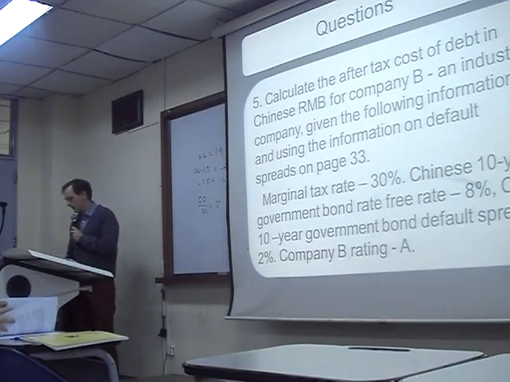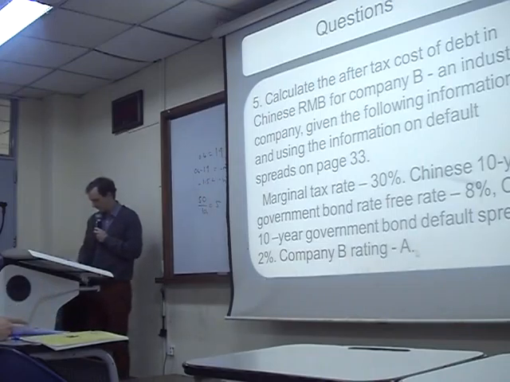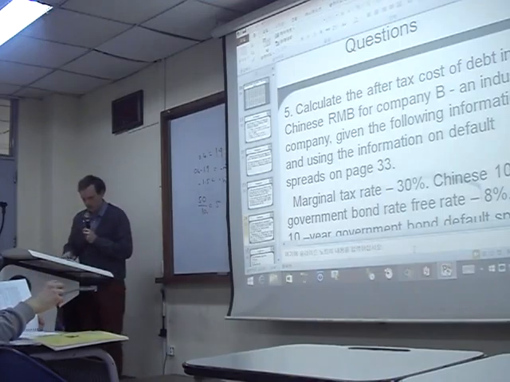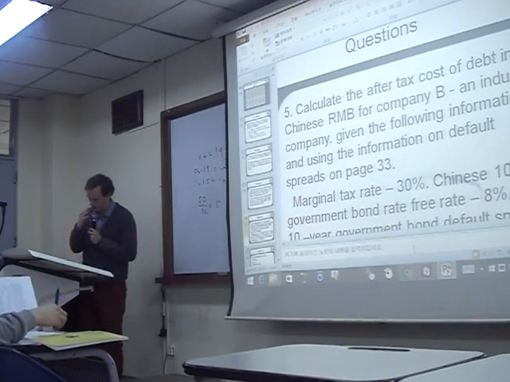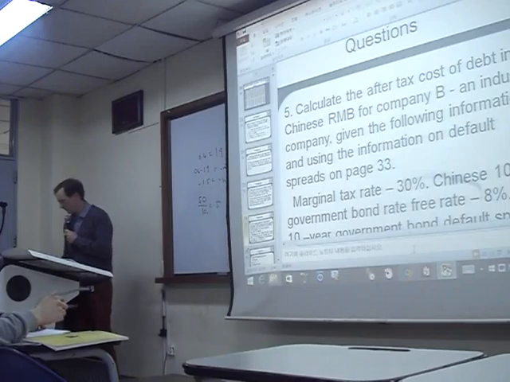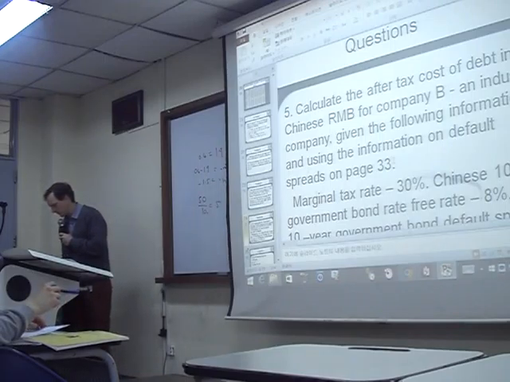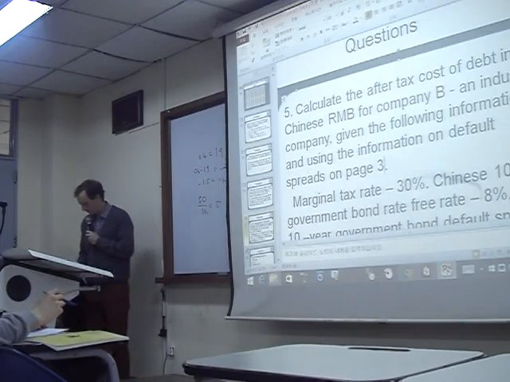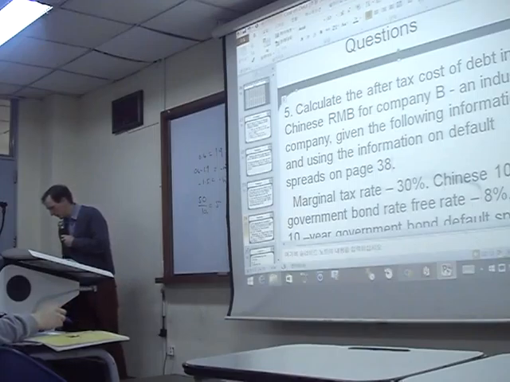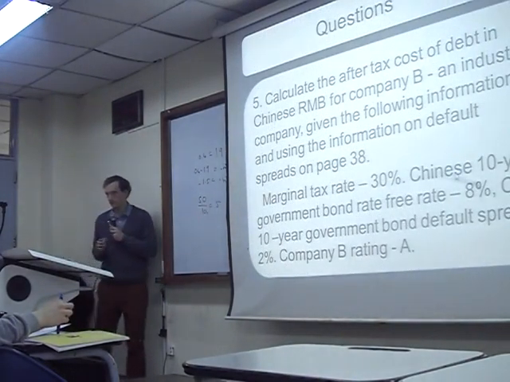So the marginal tax rate is 30%. The Chinese 10-year government bond risk rate is 8%. China 10-year government bond default spread is 2%. The company B rating is A. So if it has an A rating, look at the table on page 38 and find out what is the default spread. It's an industrial company. Okay, and then we should have enough information here to answer the question.